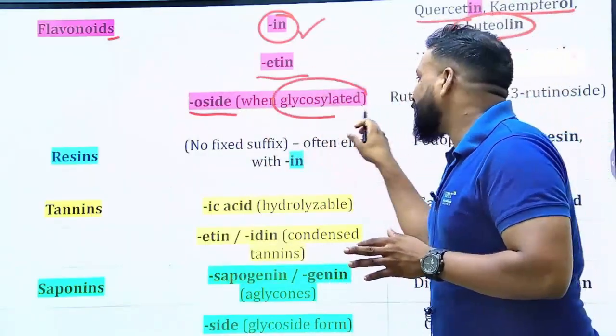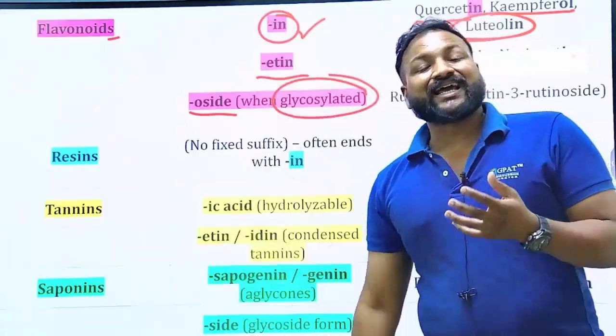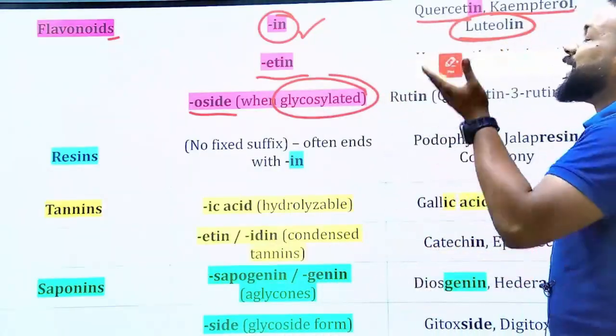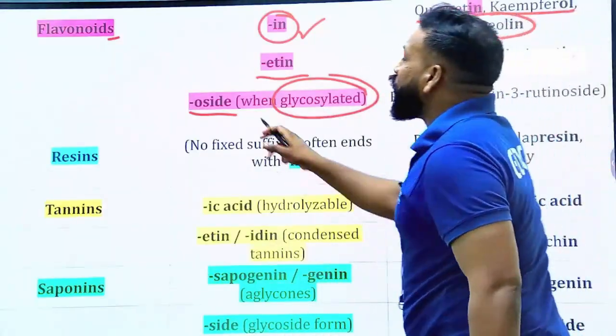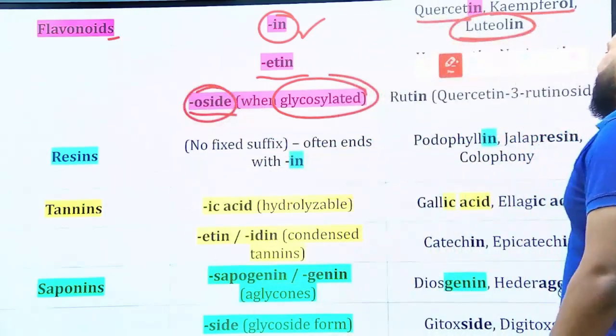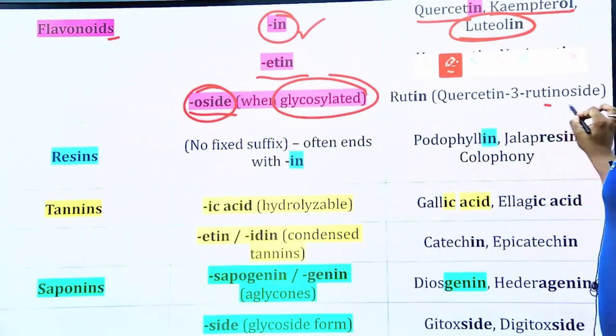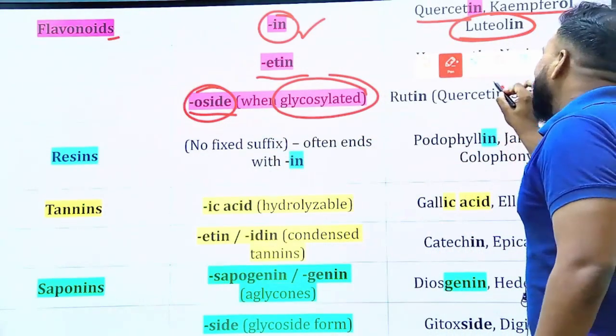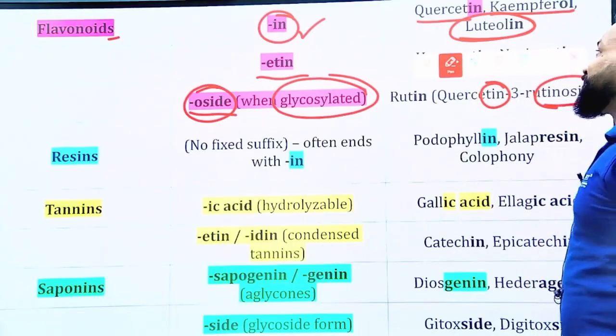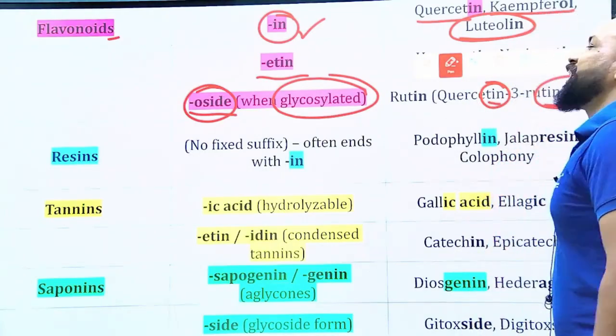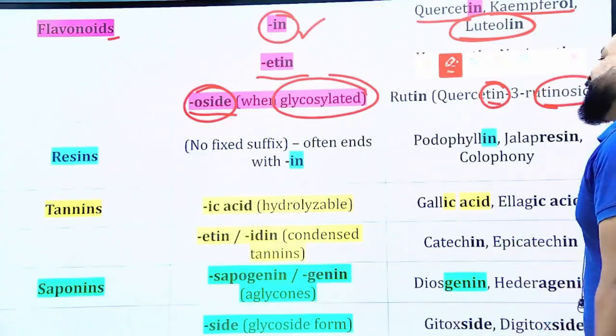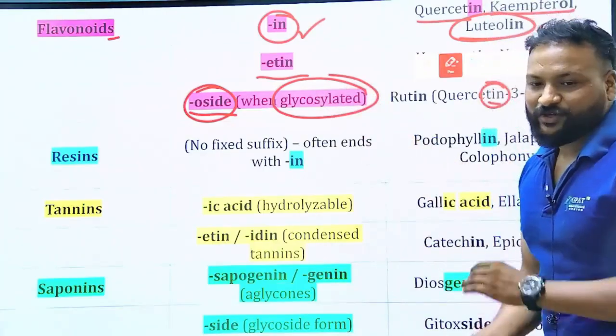When it is glycosylated, sometimes it may end with oside as well. It is a very, very rare example, only one: quercetin rutinoside. Obviously, we already know that if it ends with tin or in, ultimately we can consider it a flavonoid.